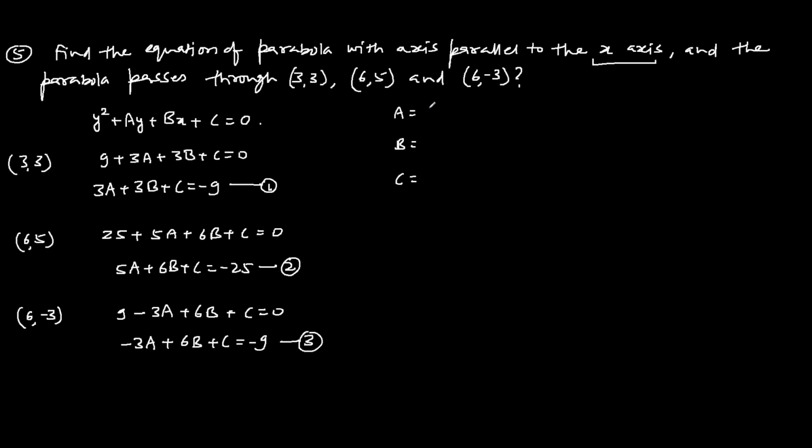So the value of a is minus 2, b is minus 4 and the value of c is 9. So this is y square minus 2y minus 4x plus 9. So this is the desired equation of the parabola. Now we can also find out the focus and vertex for this parabola.